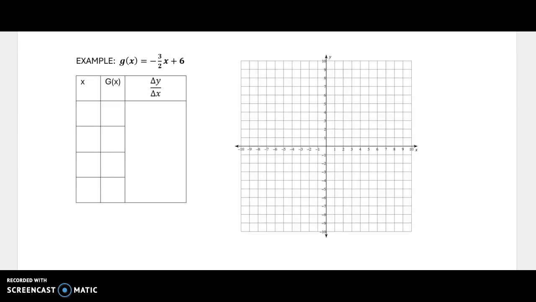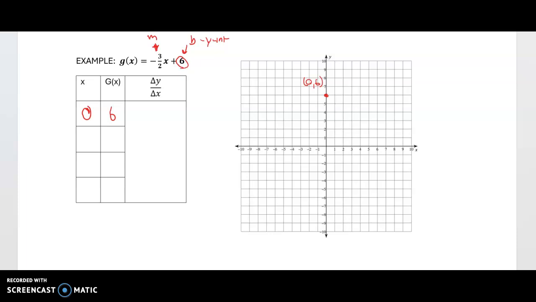First, when I'm looking at this function, I can see that my slope, m, is equal to -3/2. I can see that my y-intercept, b, is 6. So to start off, I'm going to plot my y-intercept at 6. That's the point (0, 6). And I can put that in my table. When I put in 0 for x, I'm going to get 6 out for g of x, or my y value.